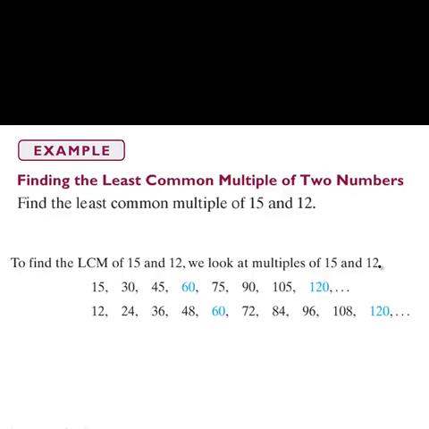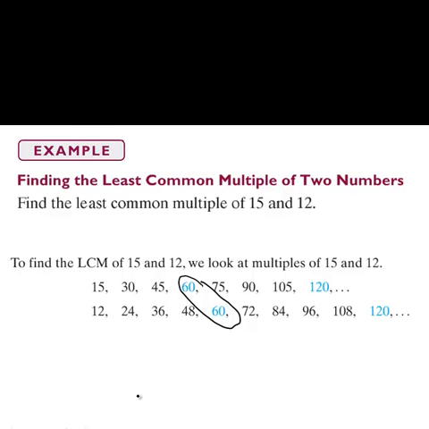Then we do the same thing with 12. We have 12, 24, 36, 48, 60, and so forth. And then find the first number that appears in both lists, which in this case is 60.